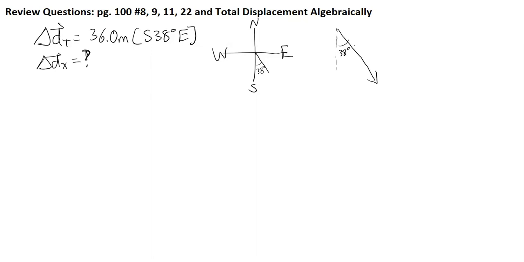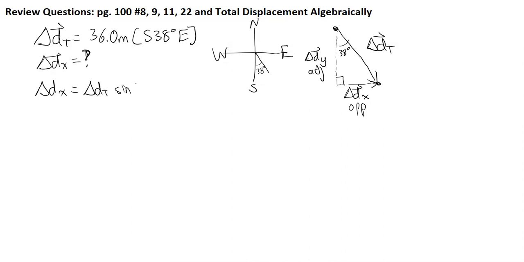South 38 degrees east, and my total displacement in the y is this vector, and my displacement in the x is this vector. And so I've gone from here, ended here, and we can think about it in terms of the x part and the y part. And so you'll notice here that the x, compared to the angle, the x side is the opposite side. The y side is the adjacent side. And so in this case, we know that delta dx, because it's the opposite side, the only one of sine and cosine that has opposite is sine. So it's delta d total times sine of the angle.